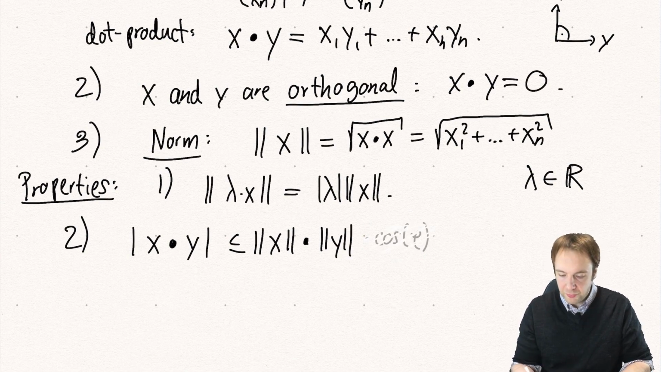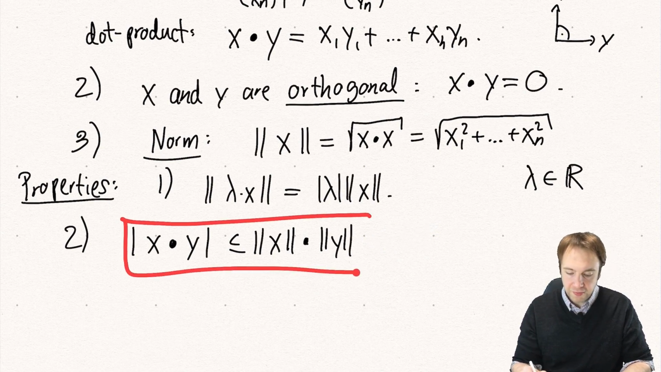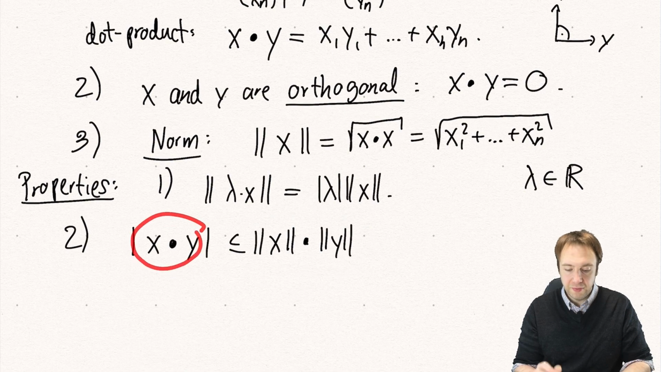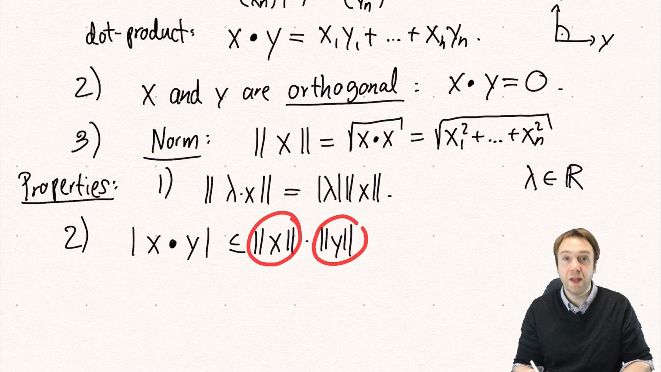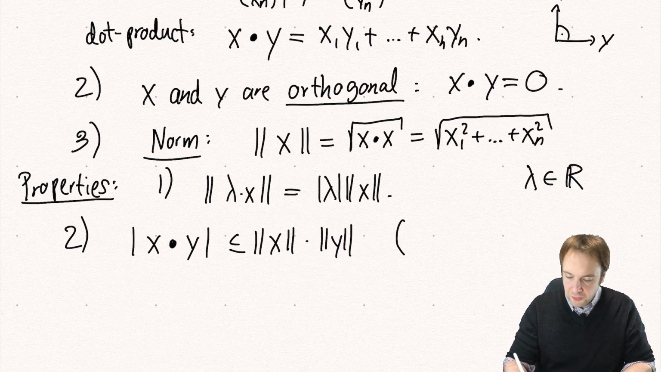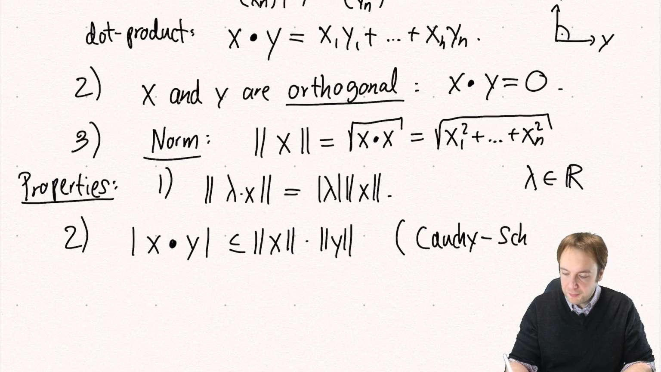So here we see that if I forget this factor, in general one has this formula, that the absolute value of the dot product of two vectors is smaller or equal than the product. So this here is just the product of two real numbers, the norms of x and y. And this is called the Cauchy-Schwarz inequality.